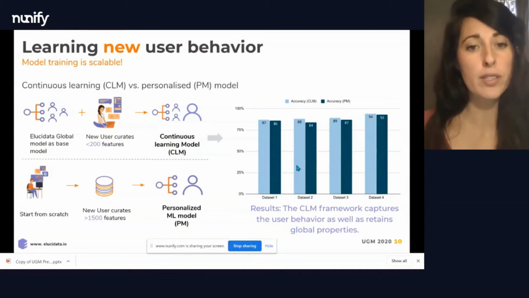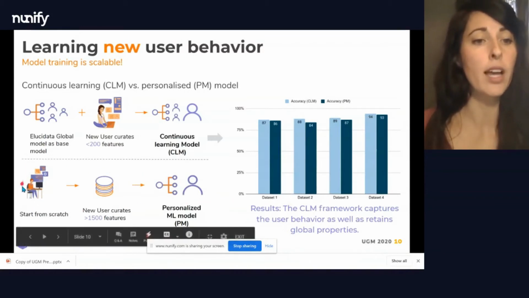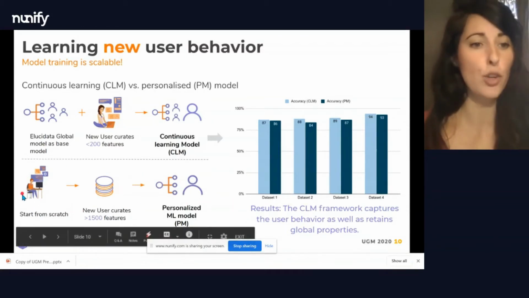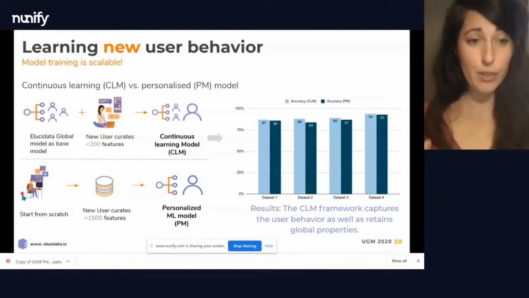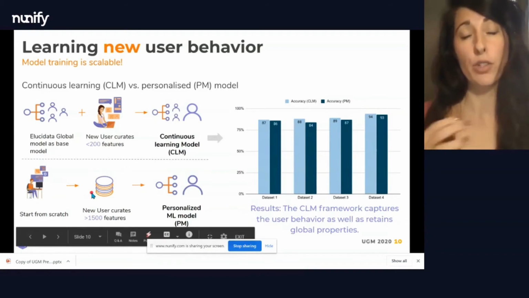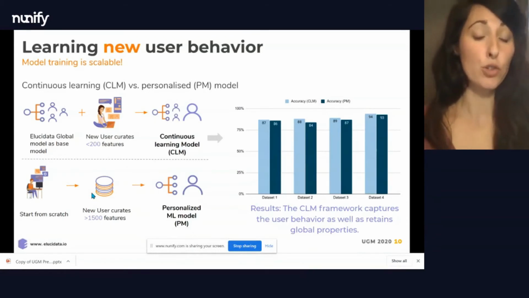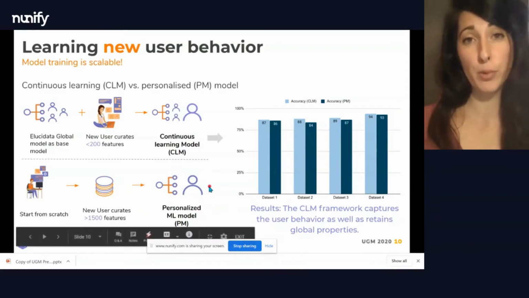To do this, we set up and compared 2 different frameworks. The first, on the bottom here, is essentially when you're starting from scratch. You have the framework and the algorithm, and the new user gives it a bunch of curated peaks, and you train the model that way. And that's referred to as a personalized model.